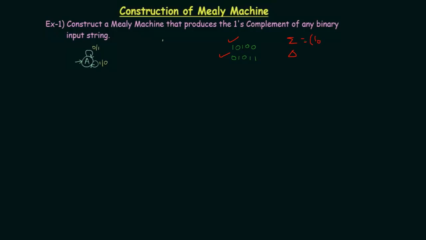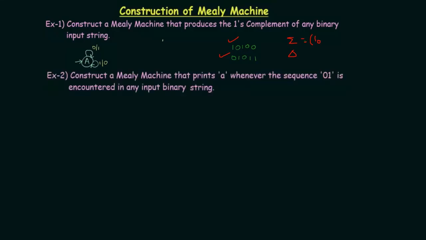Okay, so let's see the next one. Construct a Mealy machine that prints A whenever the sequence 01 is encountered in any input binary stream. That means whenever we hit the sequence 01, it should print small a.